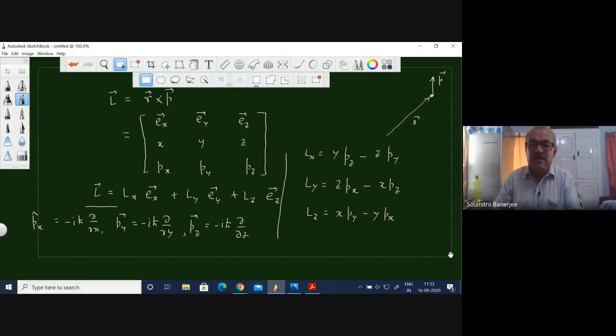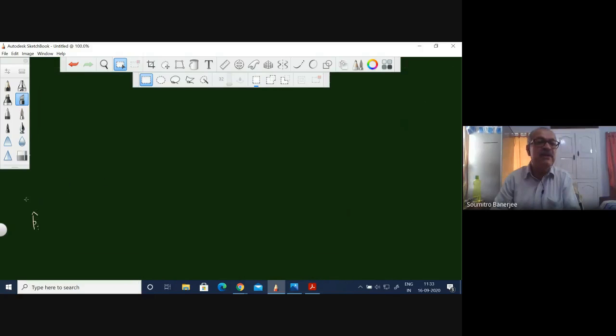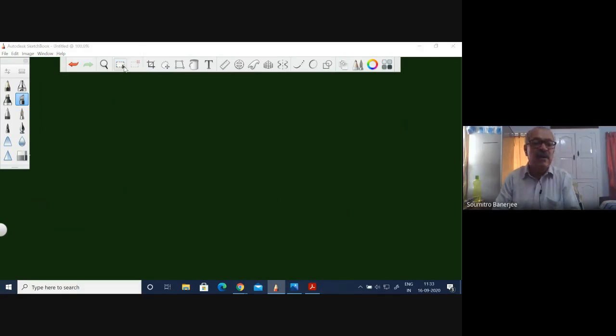We'll just delete and get some space, otherwise it'll be difficult. So if you now express, I will presently need only the Lz part, so I'll not write the other parts. We'll just write the Lz, which was x py, sorry, x py minus y px. If you want to convert that into the operator, these will be operators.